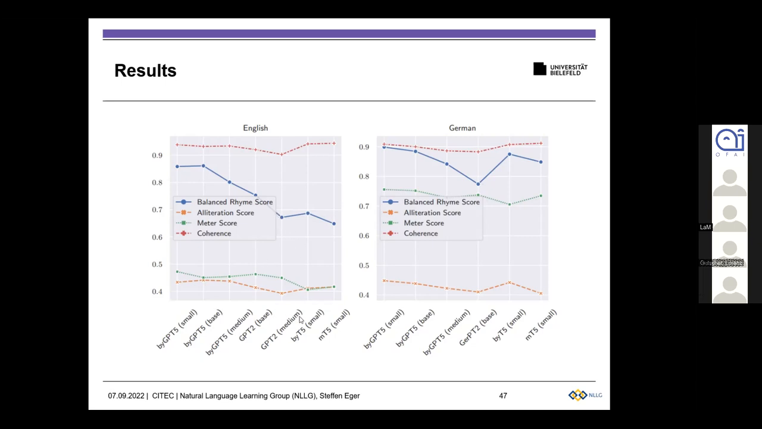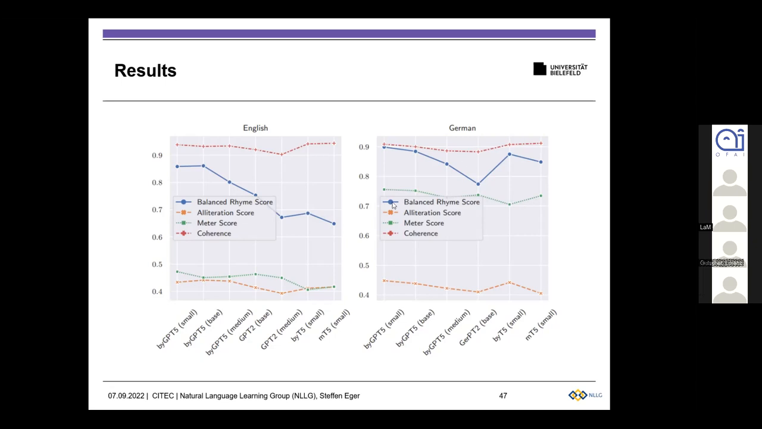Again, when we have the medium model, it performs worse, again, the surprising finding. We are also better than the ByGPT-5 model, which has this large encoder and which we have removed from our model. So we are definitely better than this one here. And this holds also for both English and German.